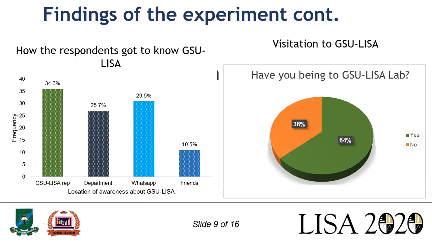So the findings of the experiment continue. We inquired about how the respondents got to know about GSU-LISA. The majority claimed that they got to know about GSU-LISA through our representatives in the departments: 34.3%. 25.7% got to know through their departments, 29.5% got to know through WhatsApp groups, and 10.5% got to know through friends.